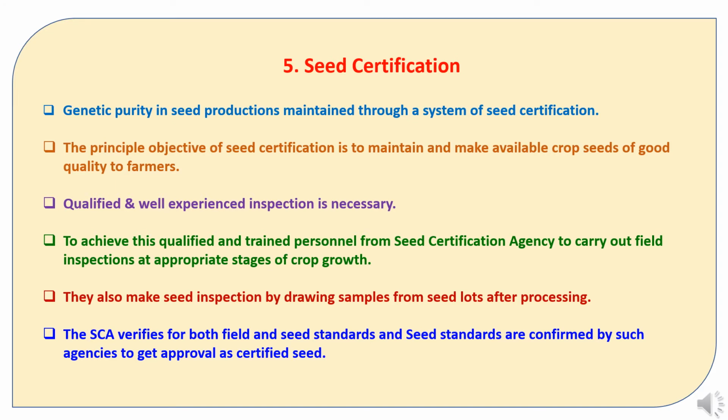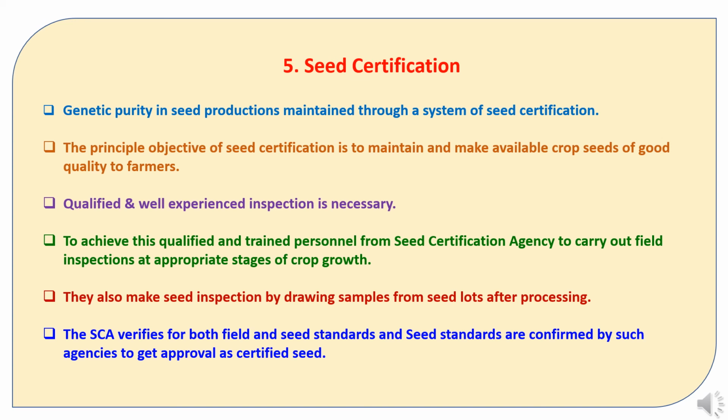The fifth safeguarding measure for genetic purity is seed certification. Genetic purity in seed production is maintained through a system of seed certification. The principal objective of seed certification is to maintain and make available crop seeds of good quality to farmers.